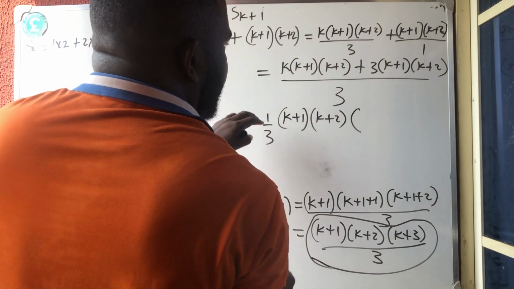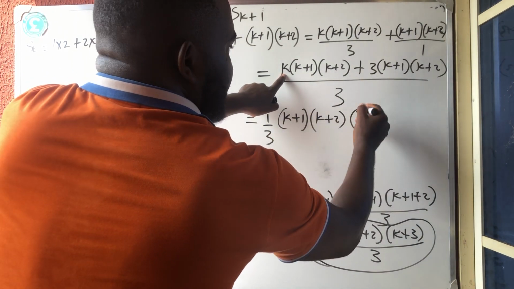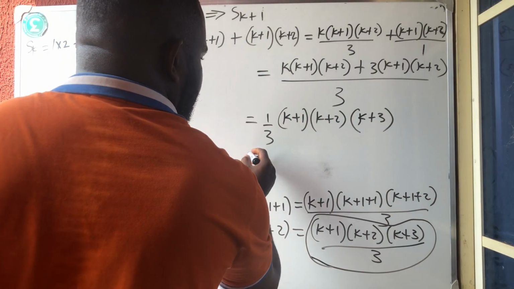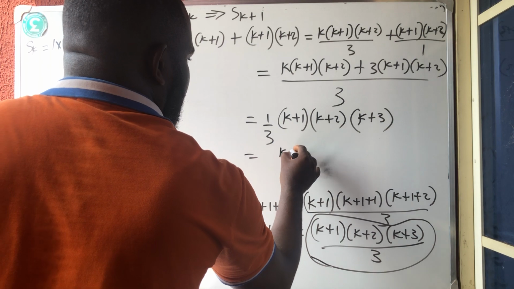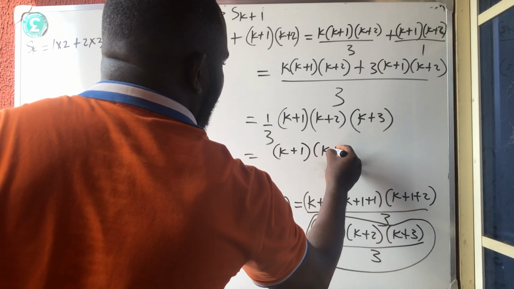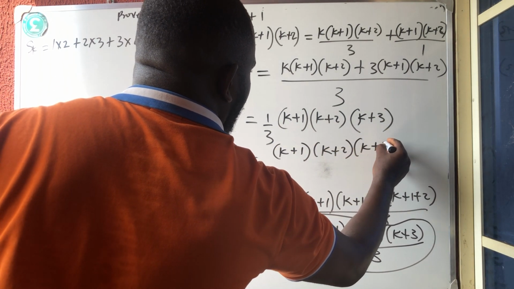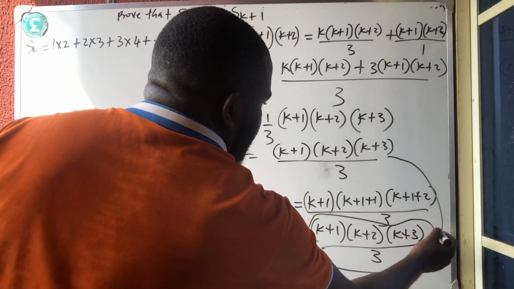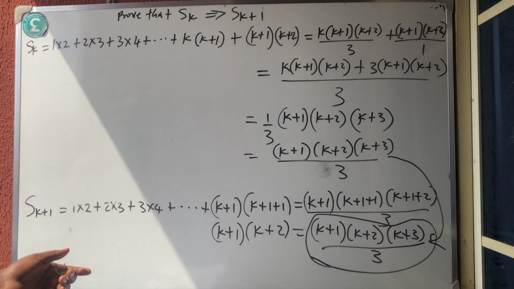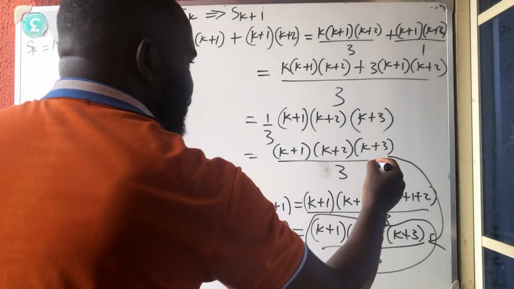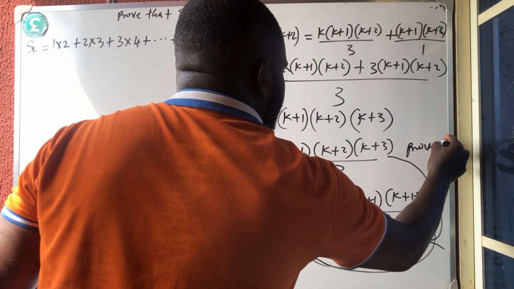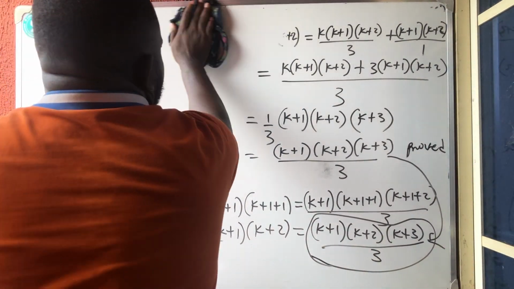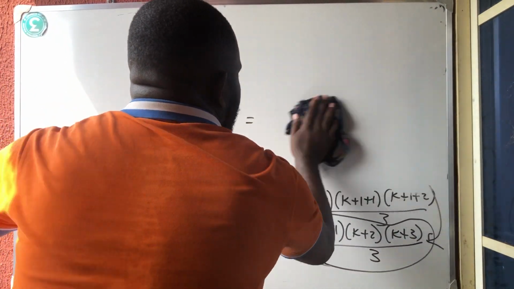So what is now the remaining? K and plus 3 is remaining. So if you look at this, it is the same thing as saying K plus 1 into K plus 2 into K plus 3 all over 3. And this is the same thing as this. Since you have gotten the same thing, you now write proved. Okay? As simple as that. So let's go to the next question. See, mathematical induction is very simple.